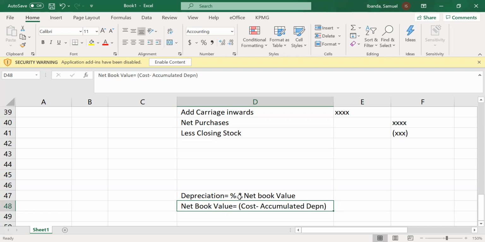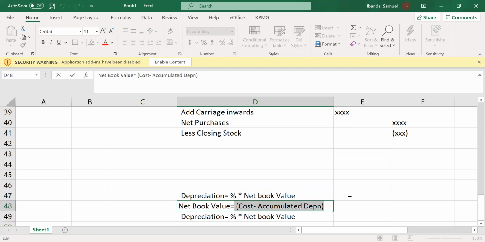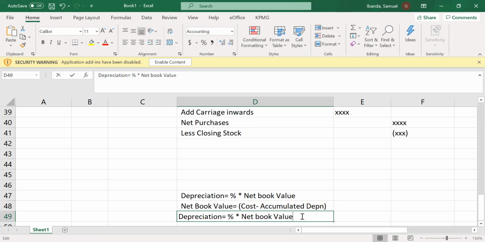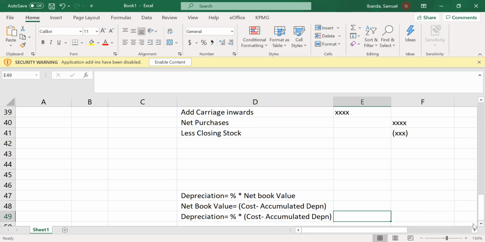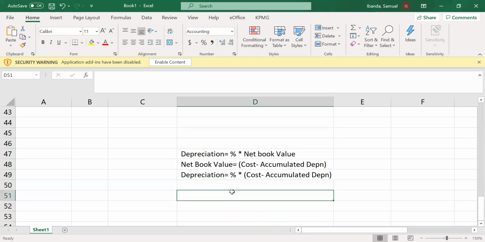So basically, your depreciation is the percentage times this whole thing. In this case, for plant and machinery, our depreciation will be the percentage.